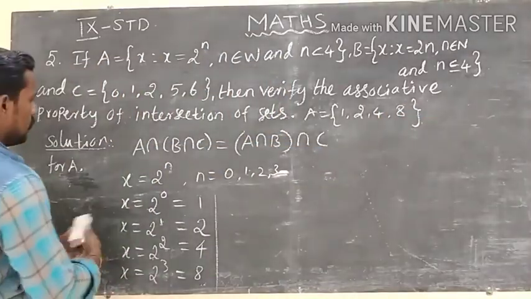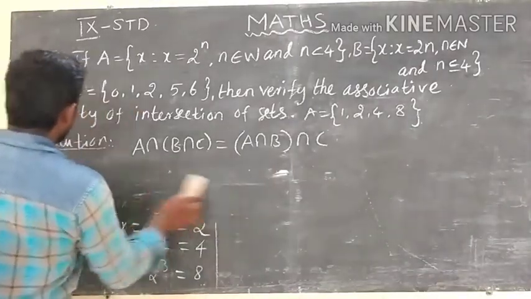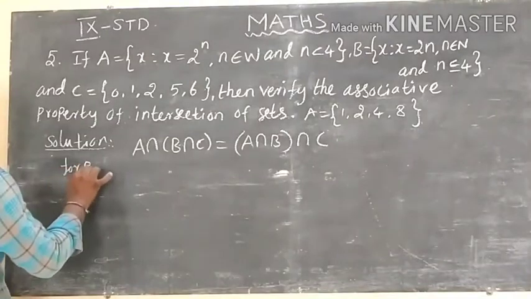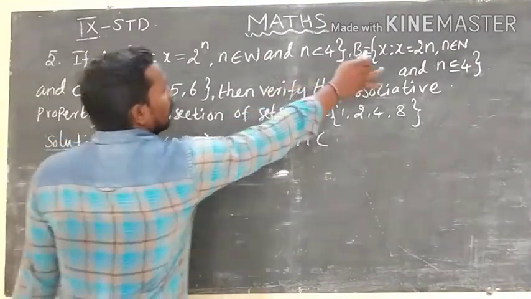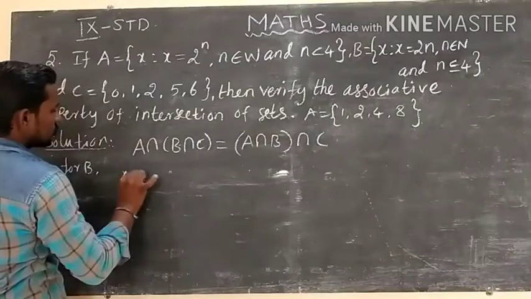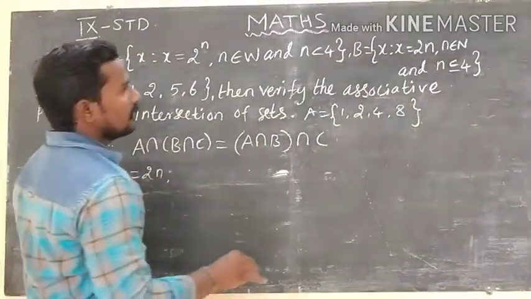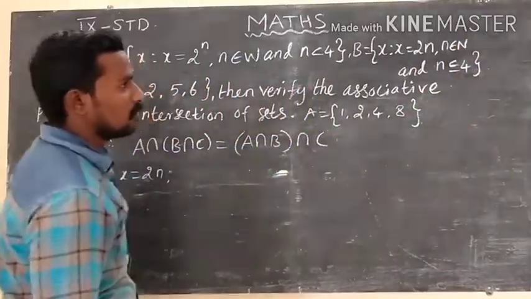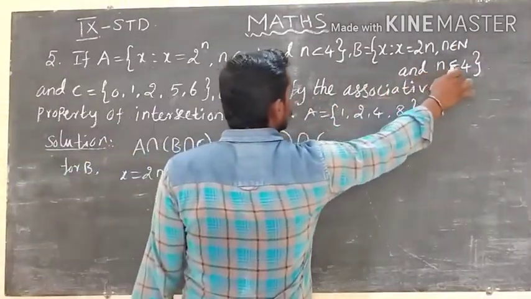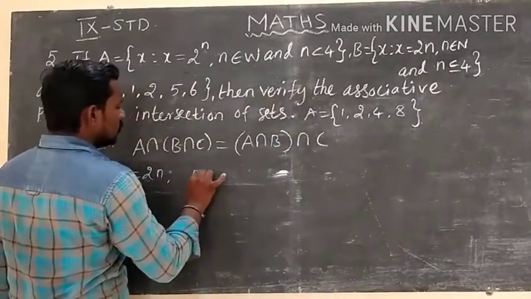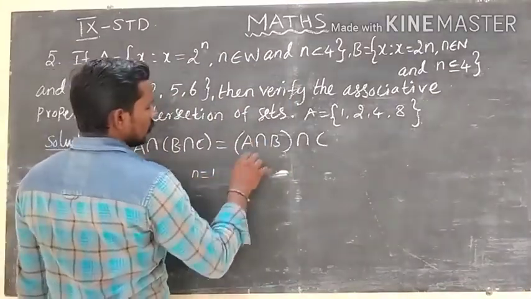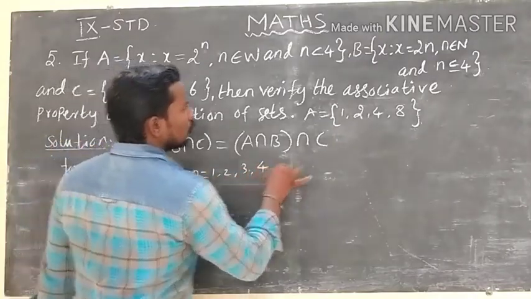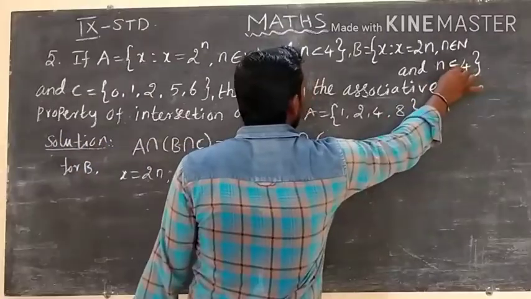This is a value. Then for B, x is equal to 2n, and the small n is derived from the natural numbers. So the numbers start from 1, and the condition is n less than or equal to 4. So natural numbers start from 1: 1, 2, 3, 4. 4 also we want to take because it is given as equal.